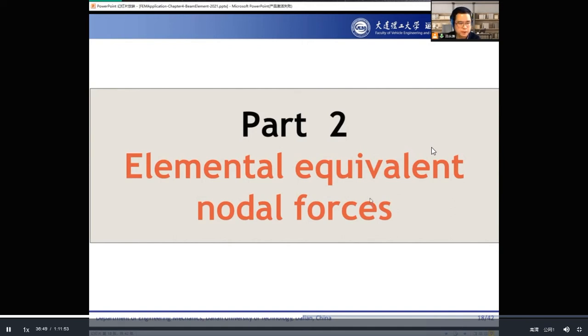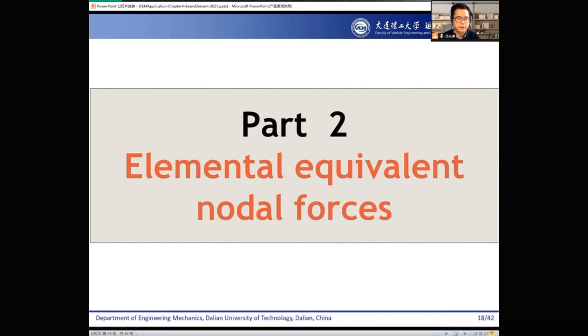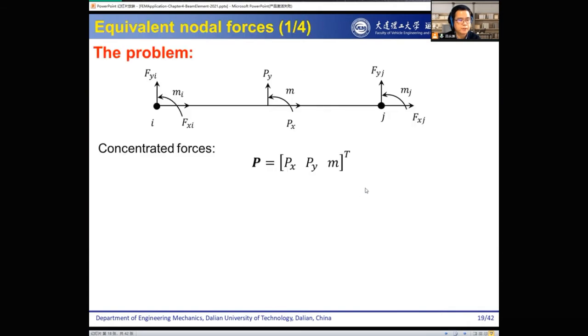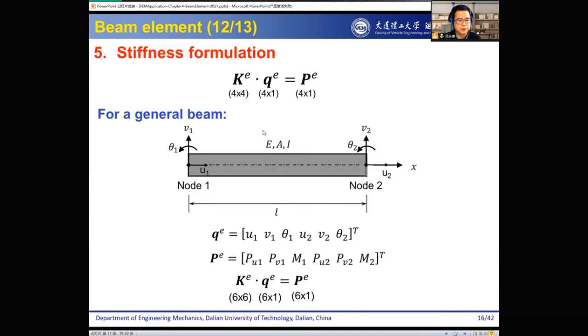Now the second part, this part is different from the bar element, which is the element equivalent node forces. So we said for the beam element it is different, because for the beam element, the external force can be on the node or not on the node.